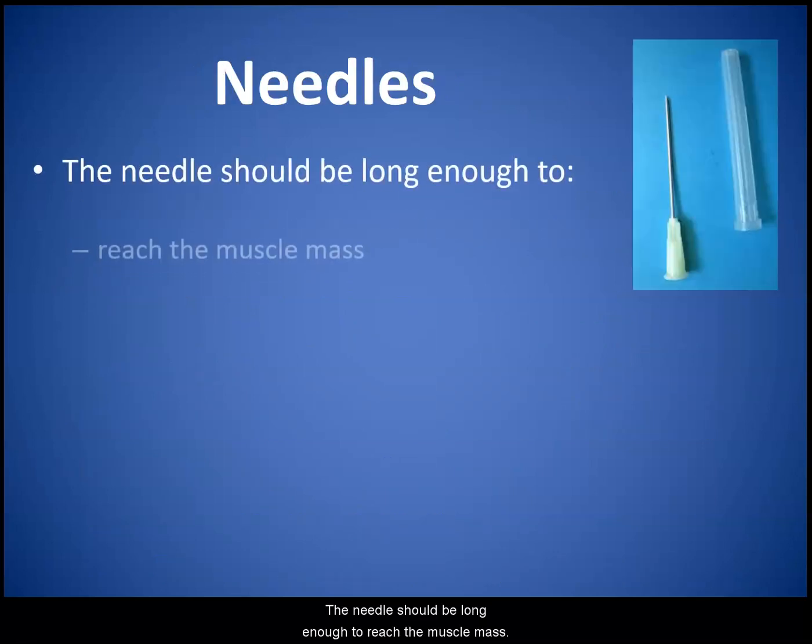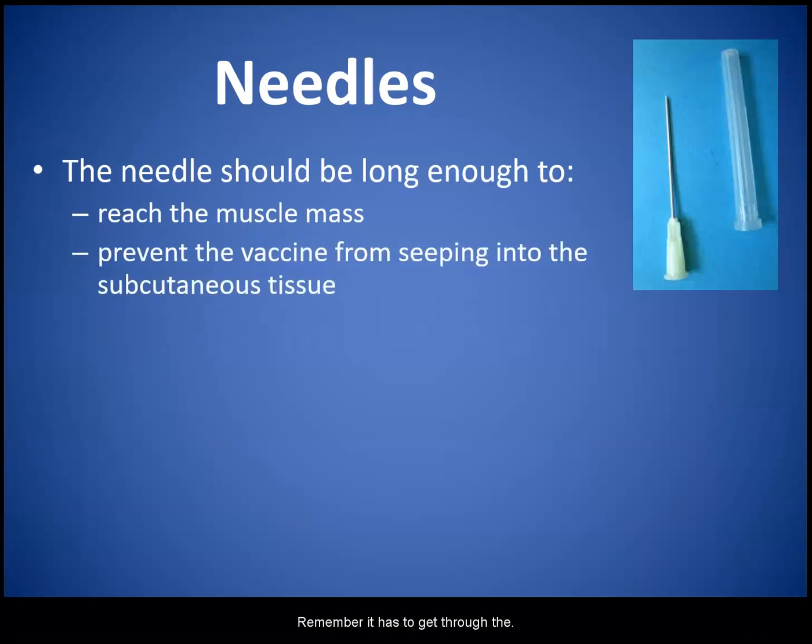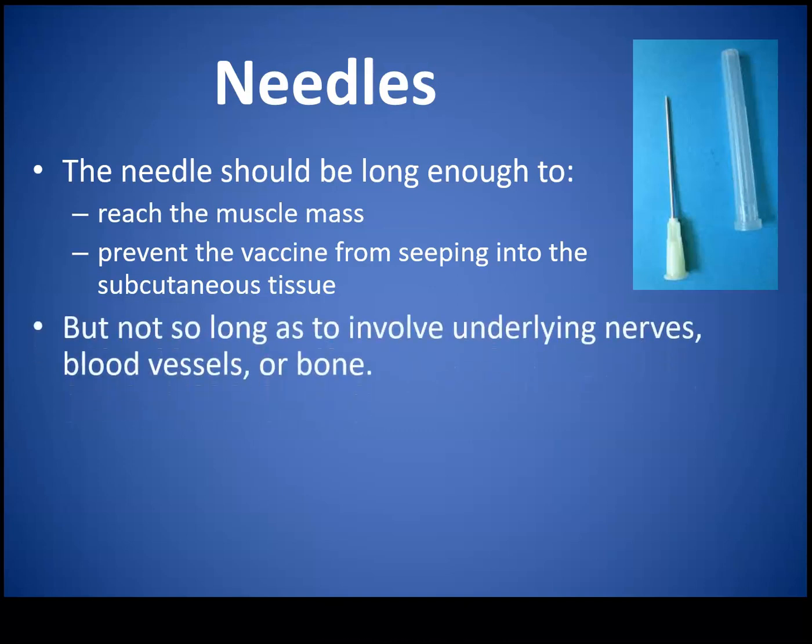The needle should be long enough to reach the muscle mass. And remember, it has to get through the dermal layer of the skin and the subcutaneous layer into the muscle underneath. This is to prevent the vaccine or whatever's being injected from seeping back into the subcutaneous tissue. You don't want the needle so long that it goes through the muscle and involves any underlying nerves, blood vessels, or even bone. This can happen.